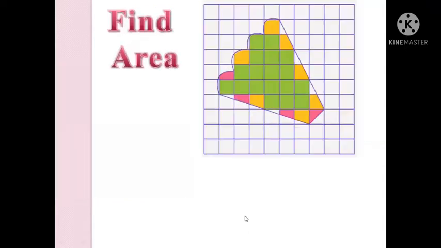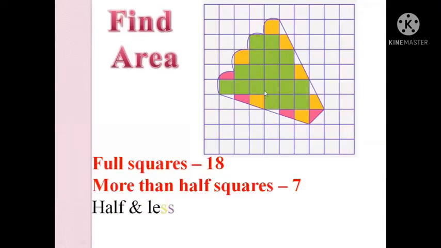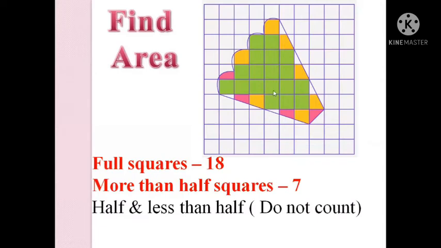Let us count. How many full squares? 18 full squares. The green color squares are full squares, so 18 full squares covered. More than half squares are 7. The orange colored squares are more than half covered, so we can take them in count. Half and less than half, the pink colored squares, we don't need to count. Okay. So what is the total area? The area of the given shape is 25 squares.